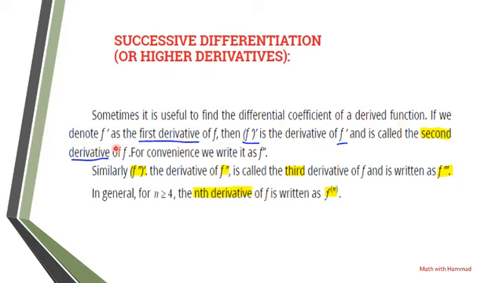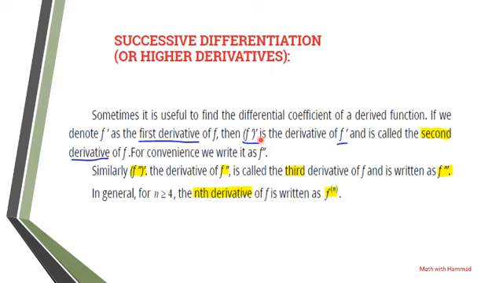If we denote f dash as a first derivative, as we know that f dash means the first derivative of f of x, then f double dash is the derivative of f dash and is called the second derivative of f. For convenience, we can write f double dash. Similarly, the derivative of f double dash is the third derivative and it can be written as f triple dash, and so on. In general, for n greater than or equal to 4, the nth derivative of f can be written as f of n.